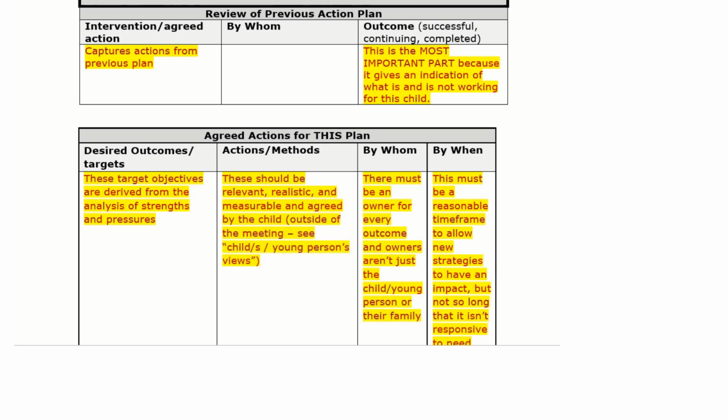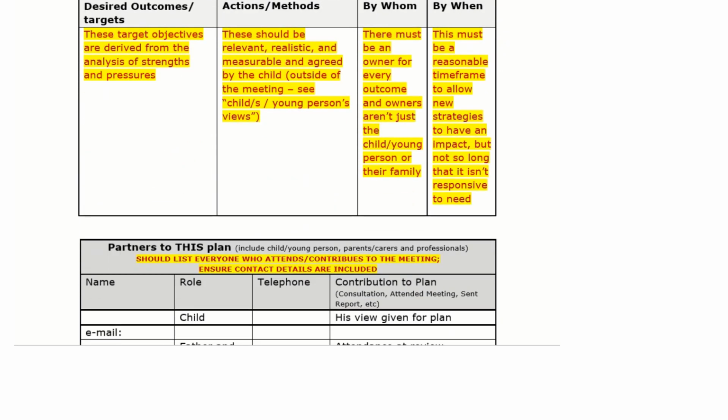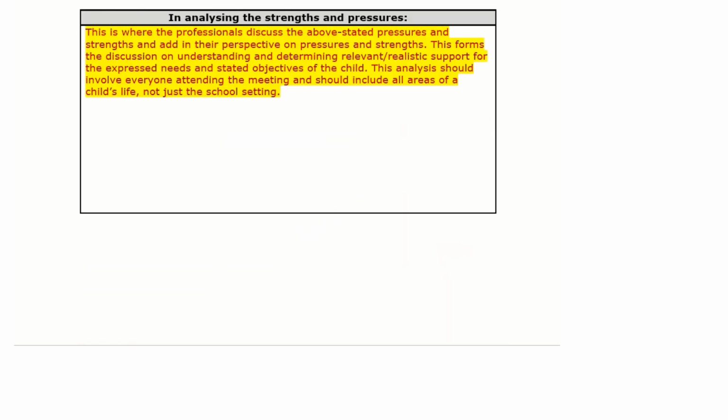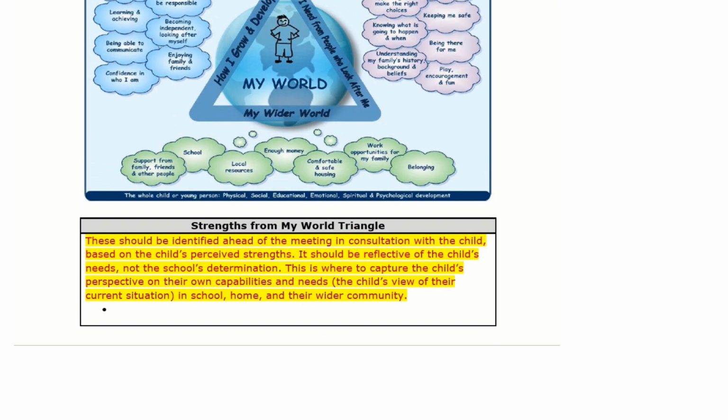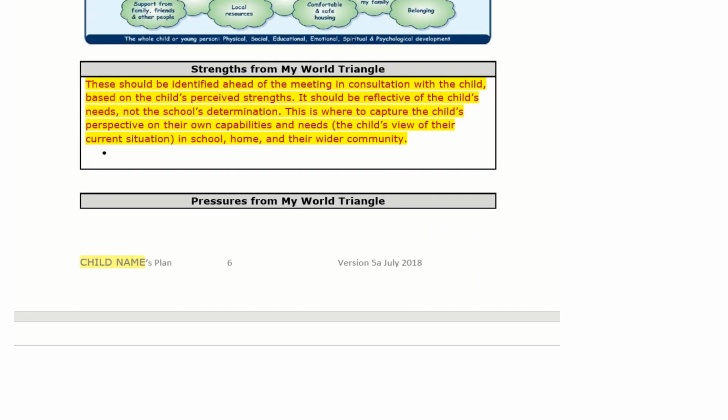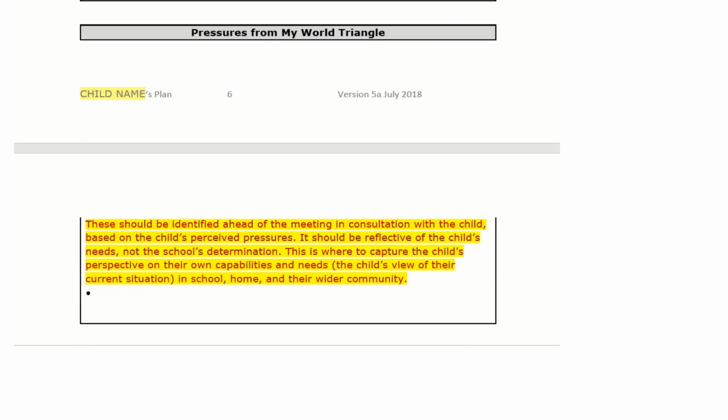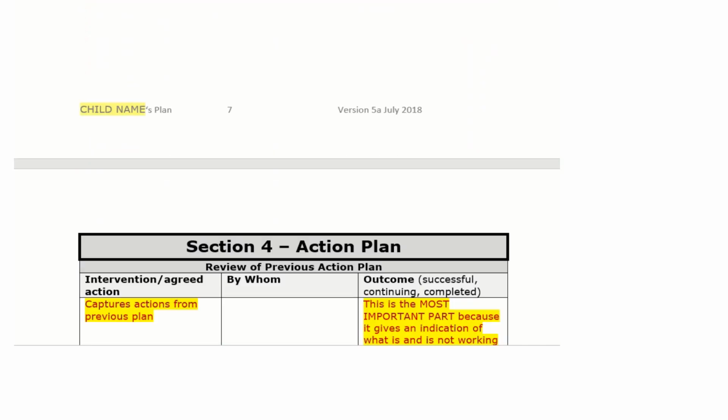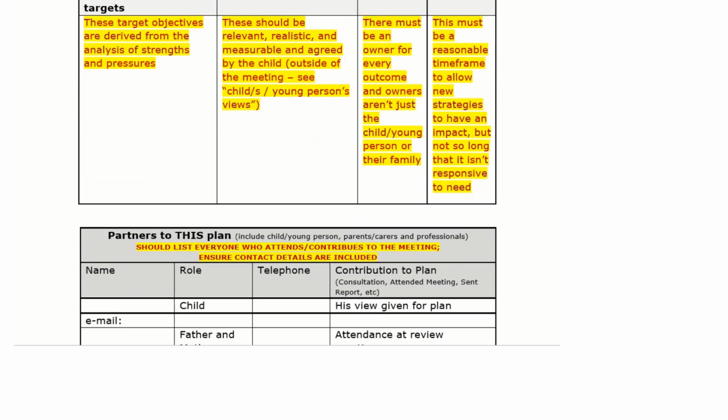So with each child's plan meeting, there's usually agreed actions from this plan based on this discussion that happened, based on the things from the My World Triangle that the young person has highlighted. Okay, so following that discussion, what are the targeted objectives from the discussion around the strengths and pressures? What are the objectives? What are the desired outcomes for this young person?